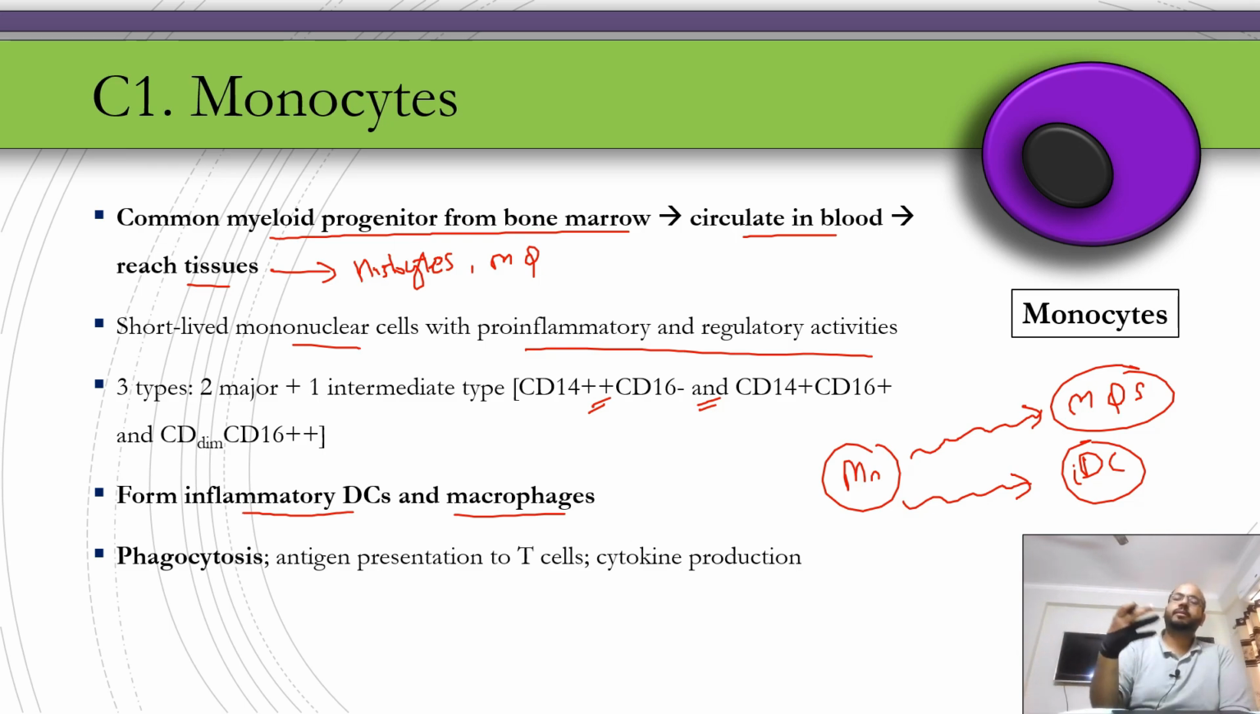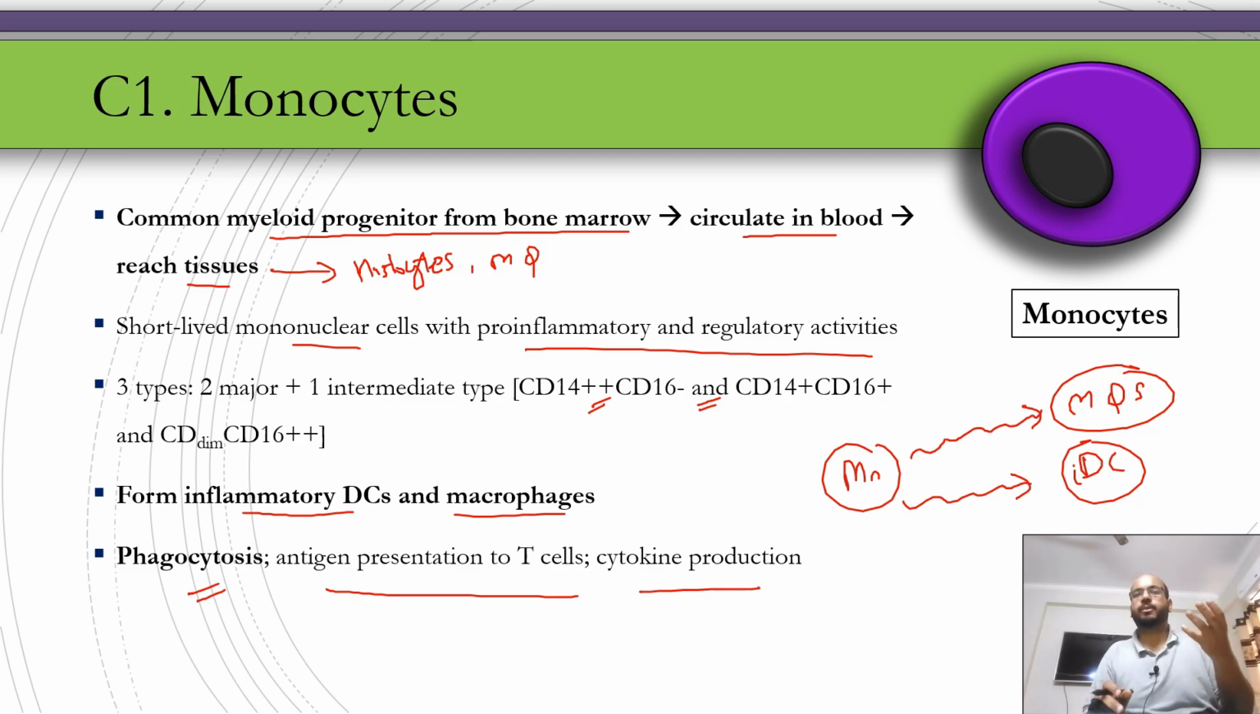But in itself, monocytes can act as inflammatory cells via phagocytosis, antigen presentation to T cells, and cytokine production. So monocytes themselves can have an inflammatory role in immunity. They can destroy organisms by phagocytosis. They can present those antigens to T cells and stimulate them. They can also release cytokines to stimulate other immune cells.